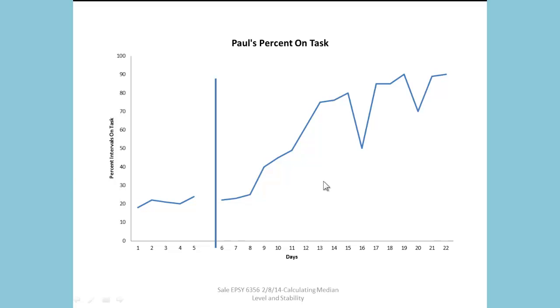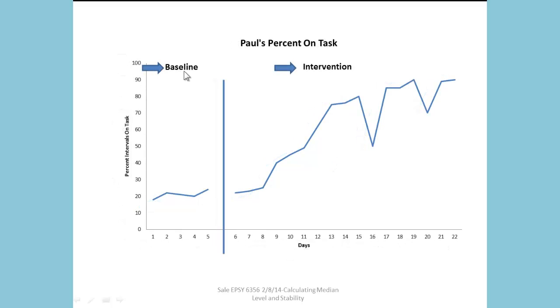It's missing some parts because we want to make sure that we label the two halves that are separated by our phase line. This is our phase line right here. So in order to do that, we're going to label the left-hand side baseline, the right-hand side intervention. Sometimes you may label the intervention with what you're actually doing. For example, reward condition. So you have a baseline, and instead of saying intervention, you say reward condition. Or you can just say intervention. This is what it looks like clean.